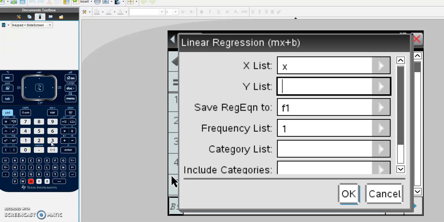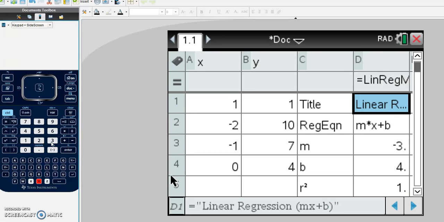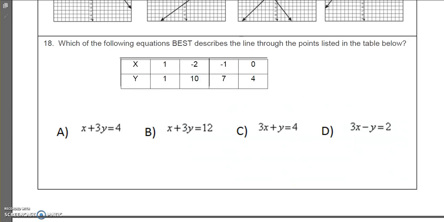Again, an x and a y. And then we can hit our enter. So my m is negative 3 and my b is a positive 4. So let's go back to here. Our m is negative 3, and our b was a positive 4. So that meant our equation is negative 3x plus 4.